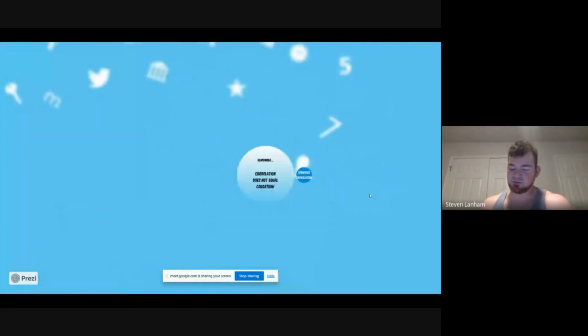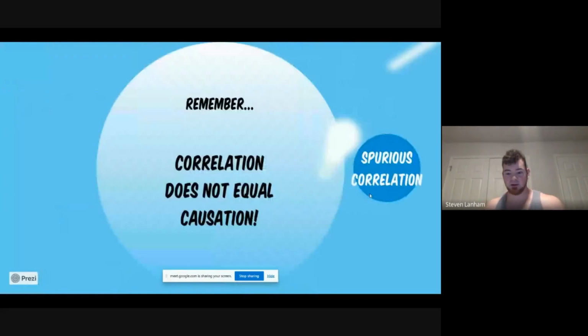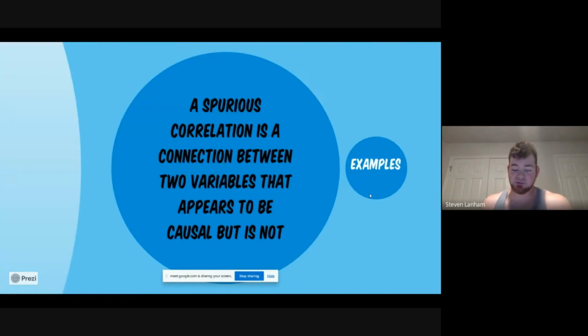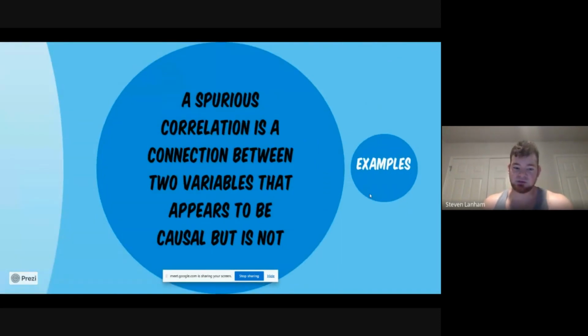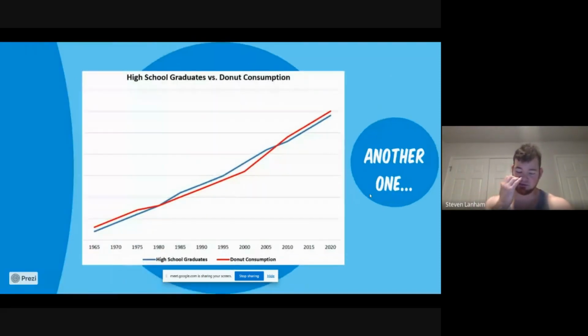And then one of the most important things is that you need to be aware that correlation does not equal causation. And this is called spurious correlation. That is when a connection between two variables appears to be causal, but is actually not. So here are two examples of those.